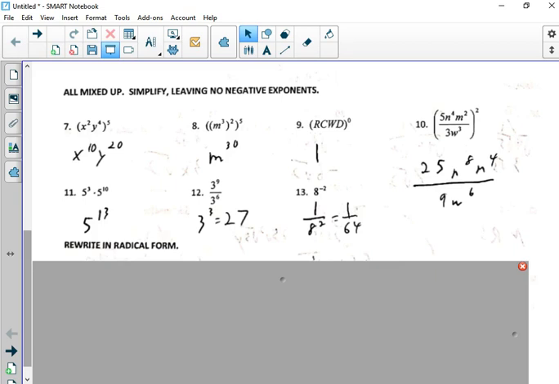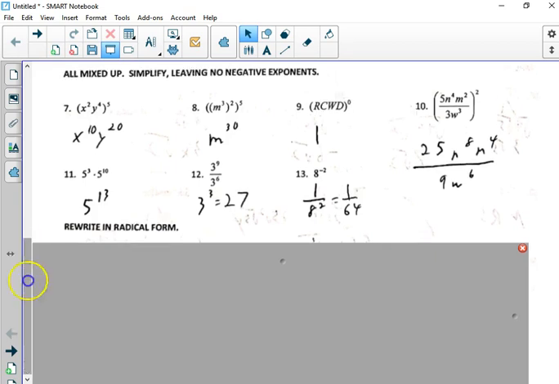13. The 8 to the negative 2 goes downstairs and becomes 8 squared. 1 over 8 squared, which is 1 over 64. There should be no pencils out right now.